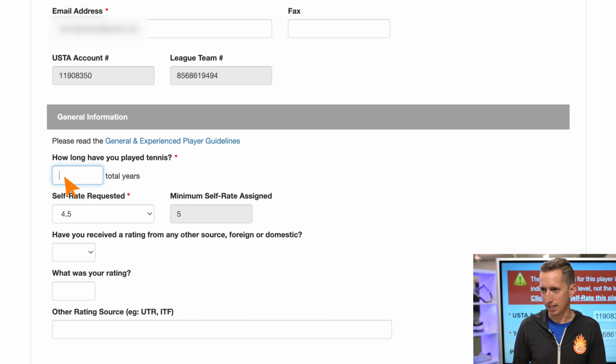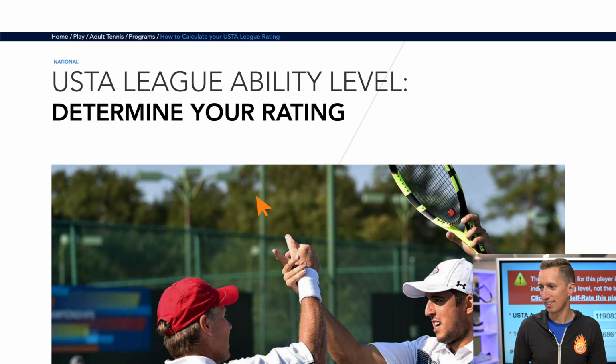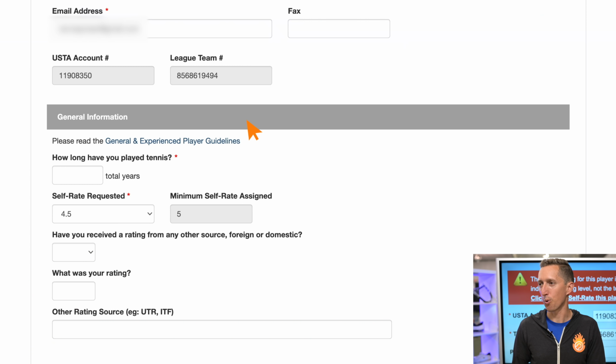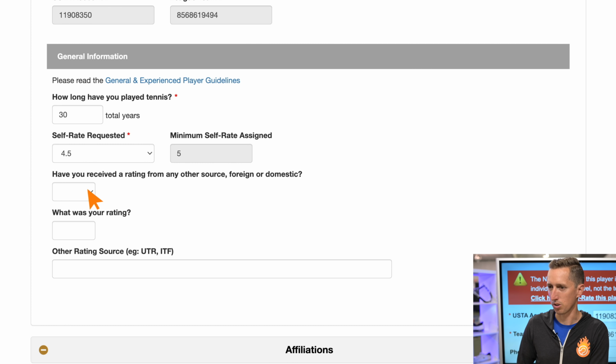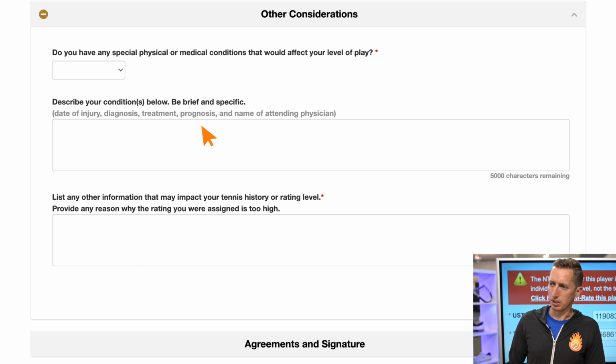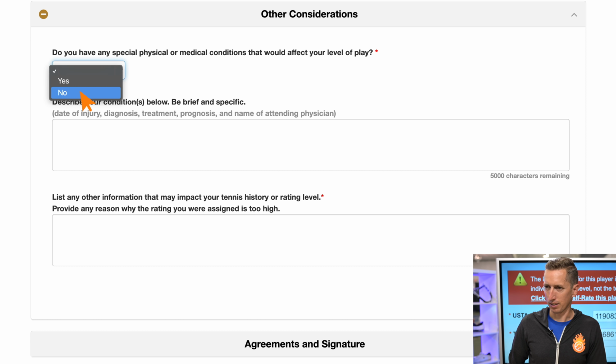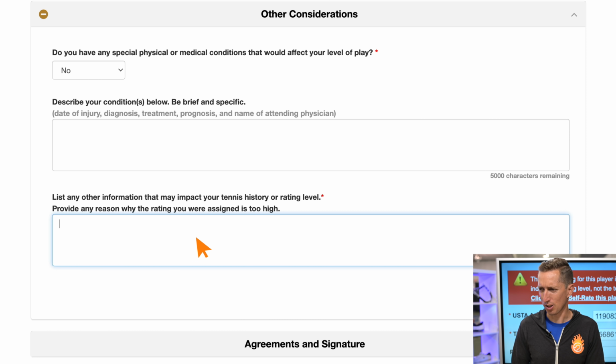How long have you played tennis? Please read the journal. Yeah, that's what I'm looking at. Your chart that says I could be a 4.0 at my age with my college experience. Have you received a rating from any other source, foreign or domestic? What? Any special physical or medical conditions that would affect your level of play? Any information that may impact your tennis history or rating level? Provide any reason why the rating you were assigned is too high.